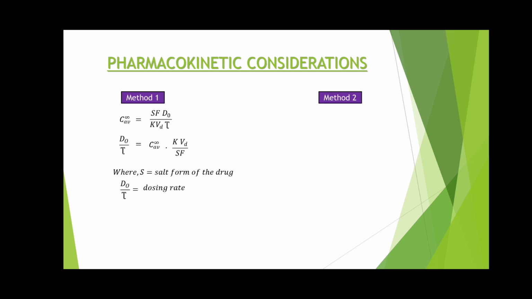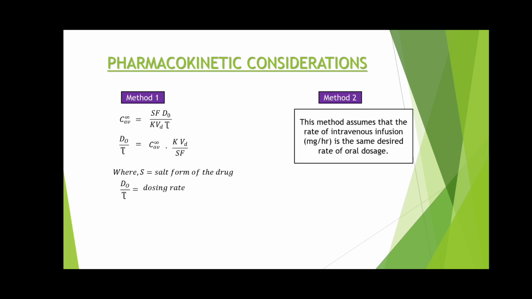Next we'll go to method 2. This method assumes that the rate of intravenous infusion in mg per hour is the same as the desired rate of oral dosage.